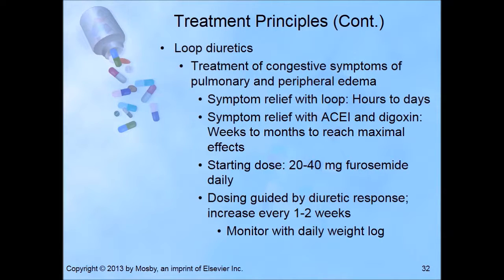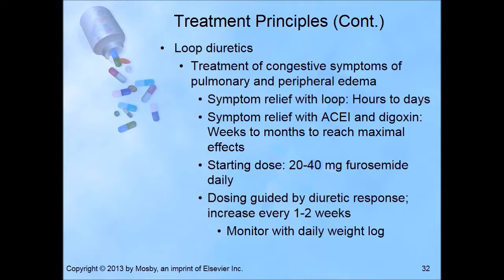Dosing is guided by the diuretic response, and the dose should be increased every 1 to 2 weeks because net sodium loss occurs for only 1 to 2 weeks before a new steady state is achieved. A helpful monitoring tool involves asking the patient to record his or her weight daily. If the patient does not respond, the clinician can increase the diuretic dose initially rather than giving the same dose twice a day. Maximum daily doses in patients with normal renal function are 80 milligrams for furosemide, 3 milligrams for bumetanide, and 50 milligrams for torsemide.